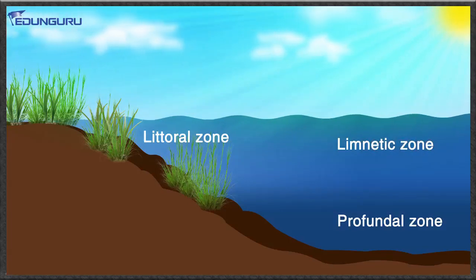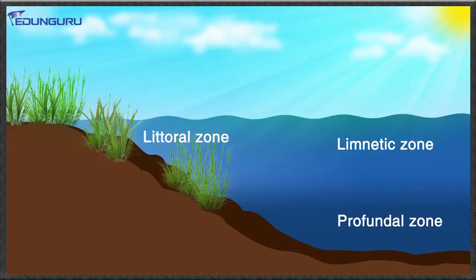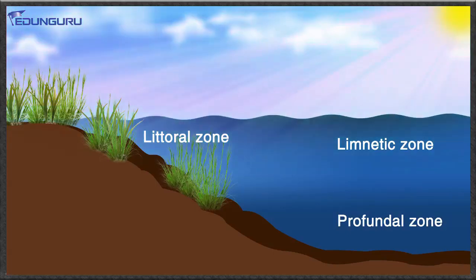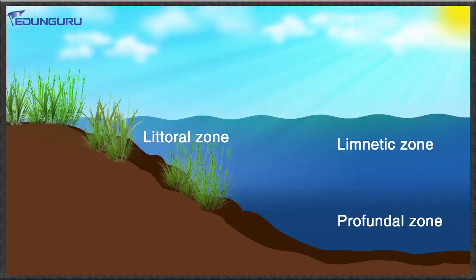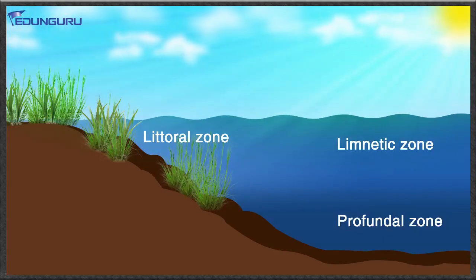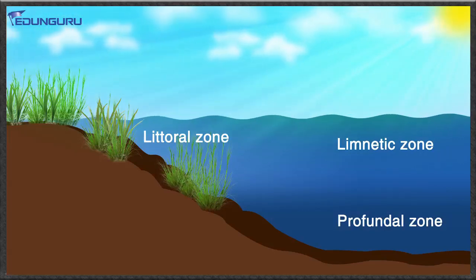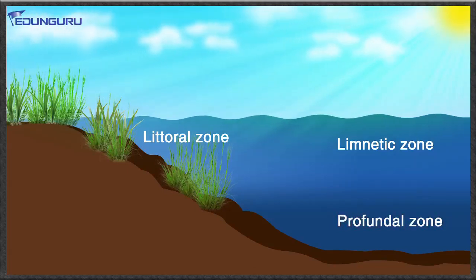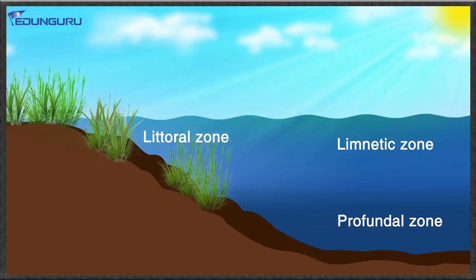Now, what is the limnetic zone? The limnetic zone is that zone of the aquatic system up to which the penetration of sunlight happens. Okay, the point up to which sunlight penetrates, this is what we call the limnetic zone. And what is the profundal zone? The profundal zone is the bottom zone where the light does not penetrate.